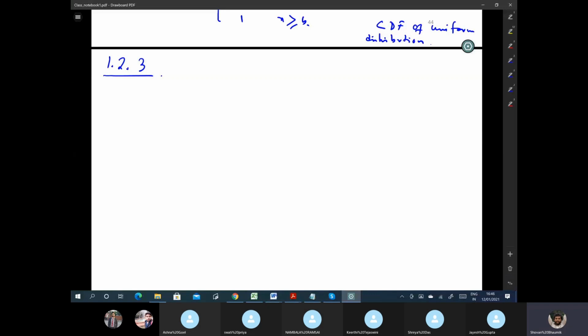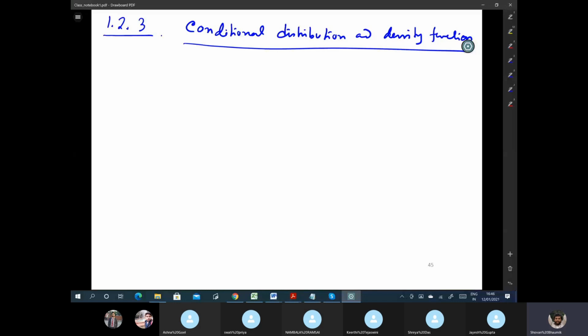Okay. Now this is a new section I am going to start. This is conditional, very important. Conditional distribution and density function. Okay, you might know it, because conditional, I don't know, in 10 plus 2 is it there? Conditional distribution, in the 10 plus 2 syllabus? Yes, sir. Okay, it is there. Okay, it is fine.